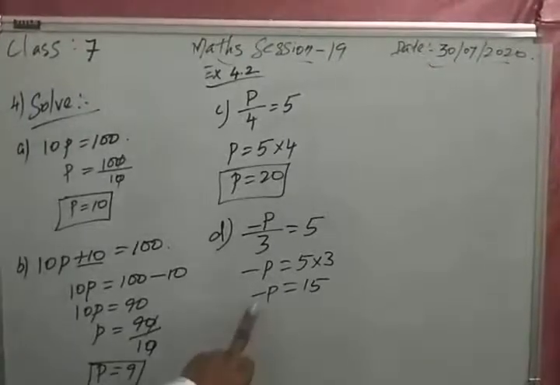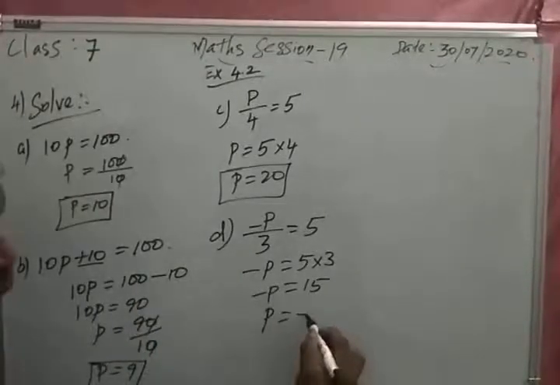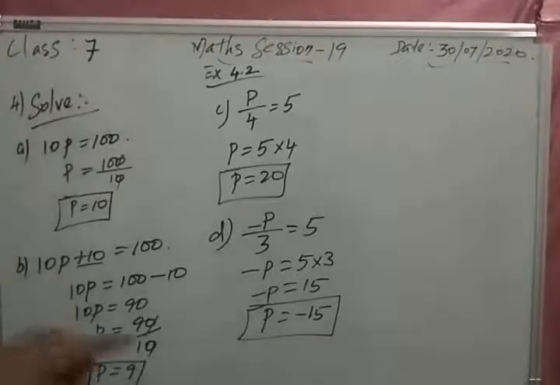Since there is a minus, we have to give the minus towards right side. Okay. So variable cannot be a negative integer, so minus 15. P is equal to minus 15. Since variable should not be the negative number, you just change the minus towards the right hand side, that is P is equal to minus 15.